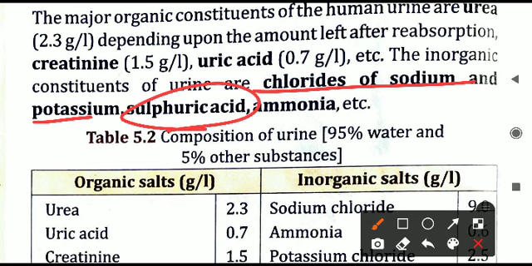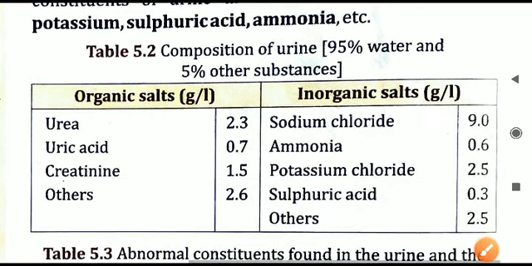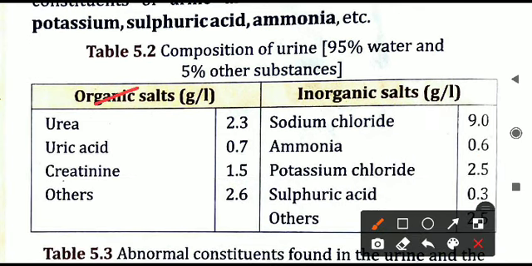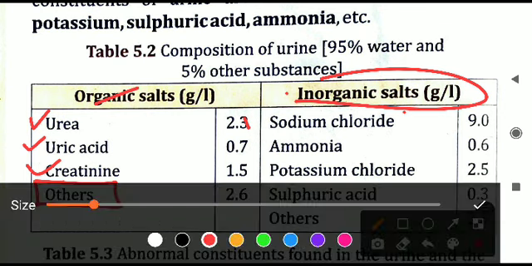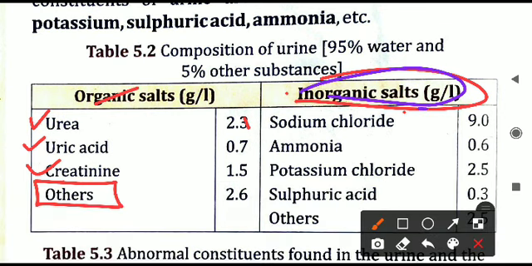Next, sulfuric acid or ammonia may also be there. So these are the different substances. They have been summed up in this table. You can see here the organic ones: urea, uric acid, creatinine, and some others are also there. Next, the inorganic ones you see here: among the inorganic ones, sodium chloride, ammonia, then potassium chloride and sulfuric acid. Among others, some more are there that are not required. So these names you will have to learn.